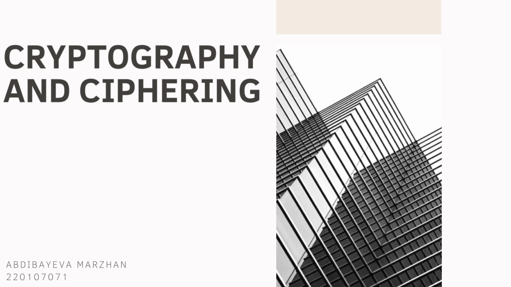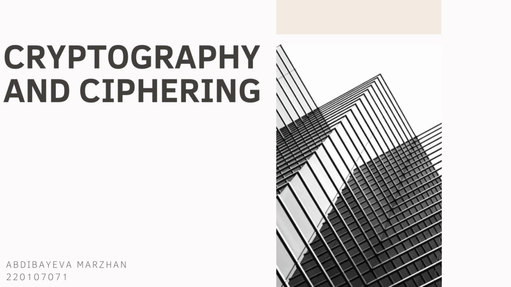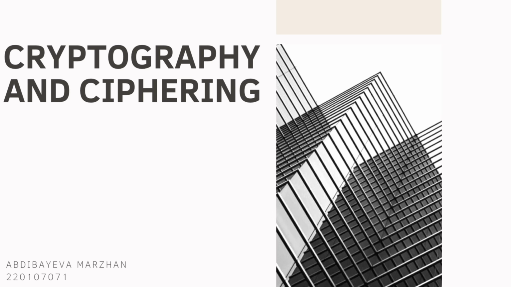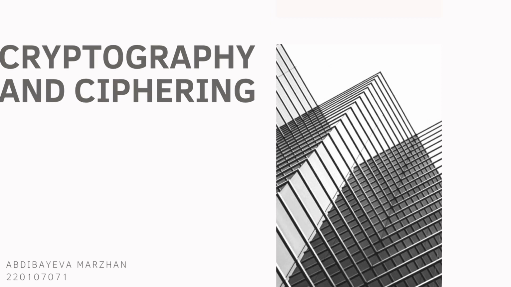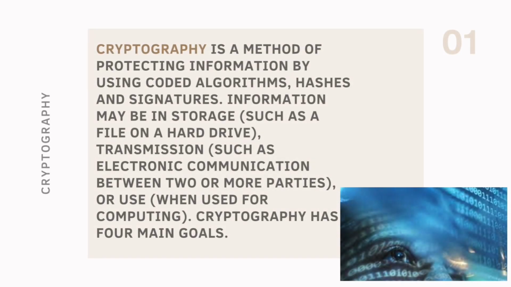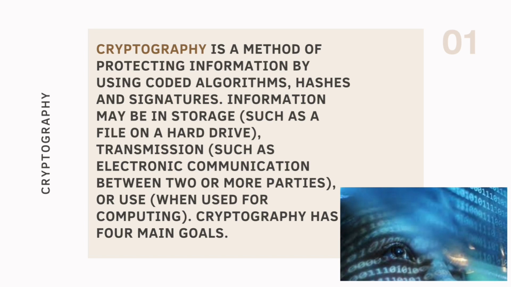I chose the topic Cryptography and Ciphering. Cryptography is a method of protecting information by using coded algorithms, hashes, and signatures. Information may be in storage, such as a file on a hard drive, in transmission, such as electronic communication between two or more parties, or when used for computing. Cryptography has four main goals.